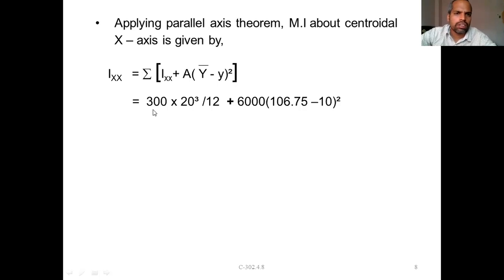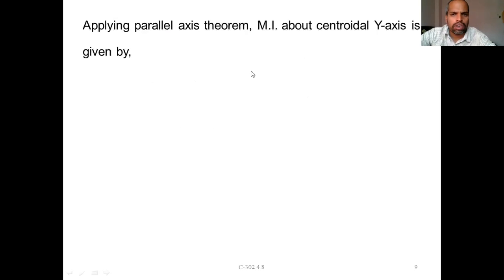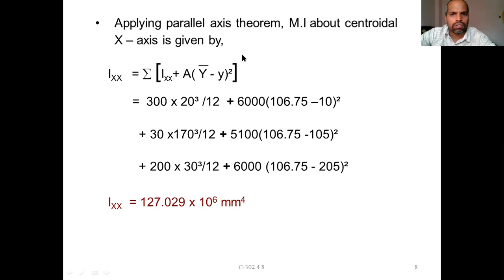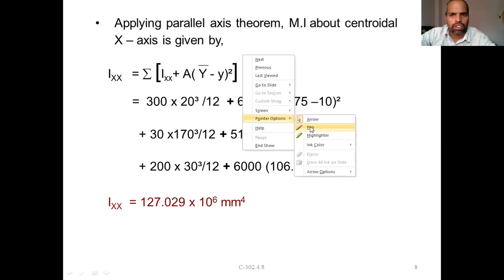what is this one? 300 into 20 cube by 12. So think about the moment of inertia of the first figure about its centroidal axis. Moment of inertia of the first figure about its centroidal axis. So I may be forced to draw a figure here.